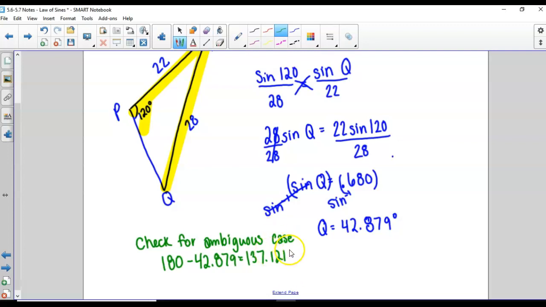Okay, it's possible. So to check to see if that is the case, we're just going to take that 137.121 and put it in the triangle and see if it's possible. So is it possible for me to have a 120 degree angle and a 137 degree angle in the same triangle? No, those add up to way more than 180 degrees, right? So this one is not ambiguous.